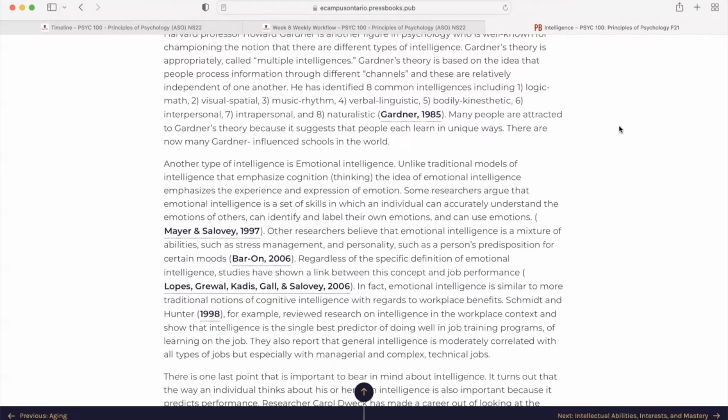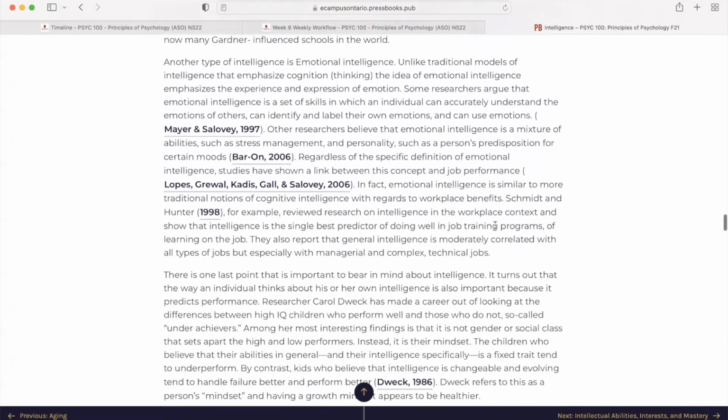Another type of intelligence is emotional intelligence. Unlike traditional models of intelligence that emphasize cognition, thinking, the idea of emotional intelligence emphasizes the experience and expression of emotion. Some researchers argue that emotional intelligence is a set of skills in which an individual can accurately understand the emotions of others, can identify and label their own emotions, and can use emotions.